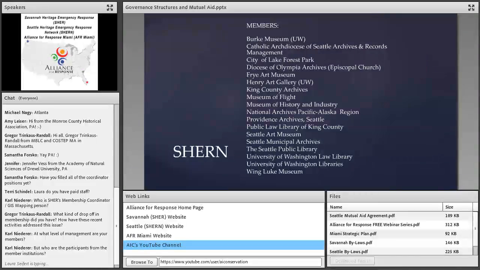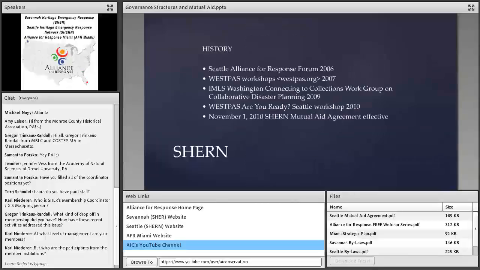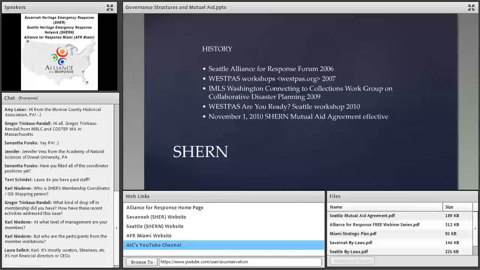SHRN's a network of 18 Seattle collecting institutions, and they're listed on this slide, and I won't read them, but I'll point out that some networks of cultural institutions have only one kind of institution, for example, libraries or museums. But SHRN has archives, records management, libraries, and museums represented in its membership, and SHRN includes most of the major collecting institutions in Seattle.